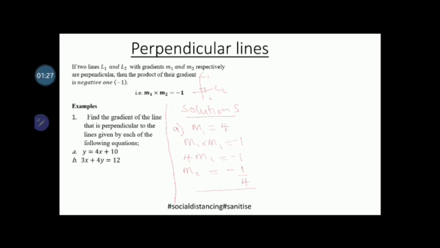Now notice that our M1, our gradient, is 4. If we're going to write this as a fraction, it's as good as having 4/1. Our M2, which we have calculated, is -1/4. What we have here is 4/1. This one is just the reciprocal of the first gradient. So the numerator becomes the denominator, or you just swap the numbers. You have 1/4. This one was positive and this one is negative.